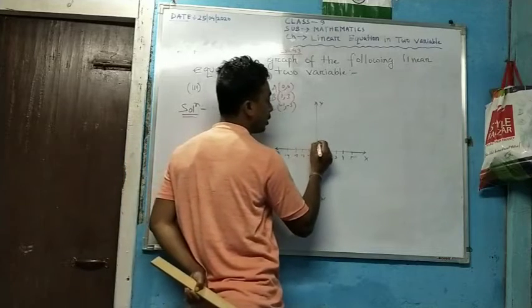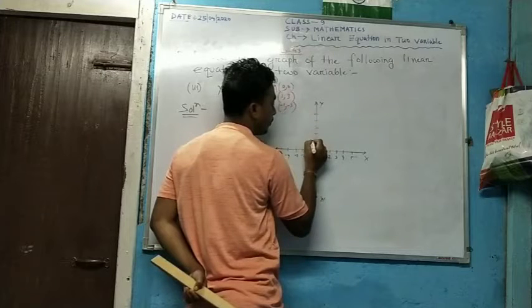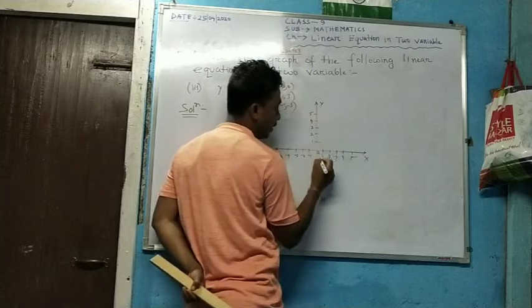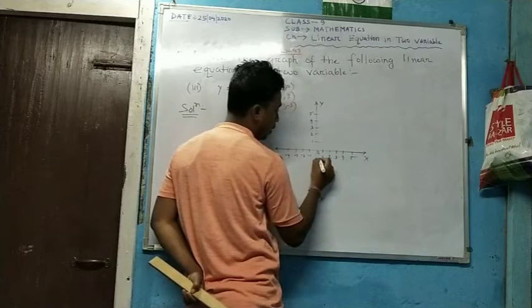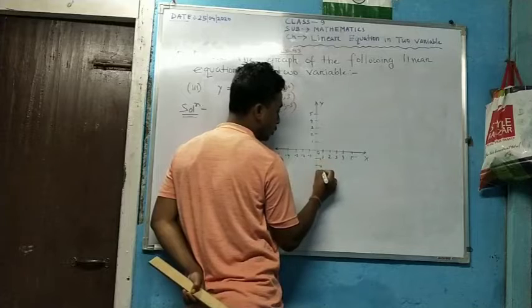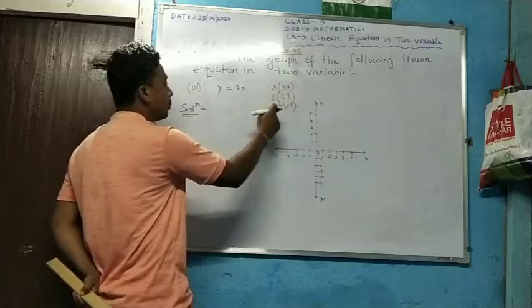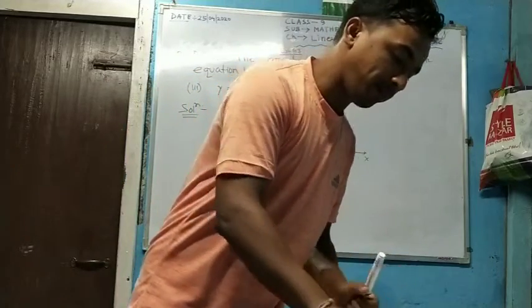Here all the values of y will be positive: 1, 2, 3, 4, 5. And here the values of y will be negative: minus 1, minus 2, minus 3, minus 4, minus 5. Now I have to plot these 3 points on this graph. Okay, keep that in mind.